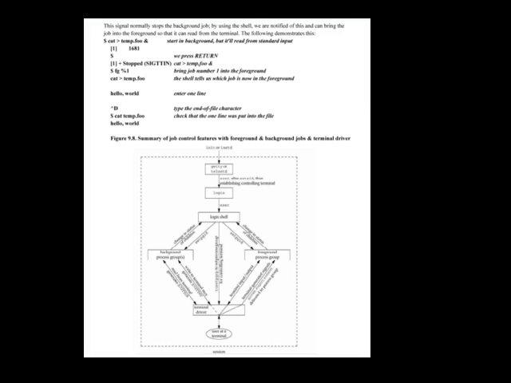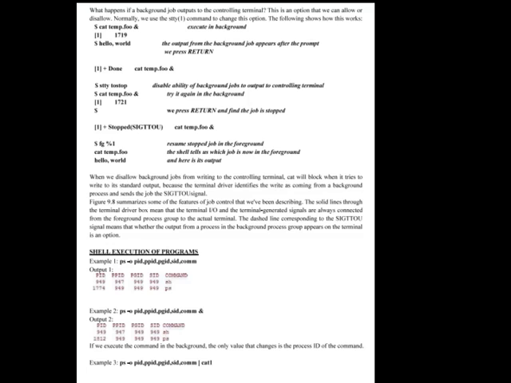The following demonstrates this. See here. And Figure 9.8 is a summary of the job control features with foreground and background jobs and the terminal driver. What happens if a background job outputs to the controlling terminal? This is an option that we can allow or disallow. Normally we use the stty tostop or stty -tostop command to change this option. The following shows how this works. See here.